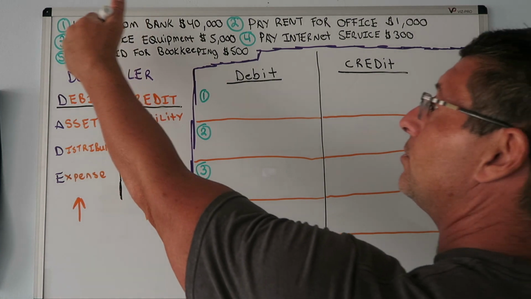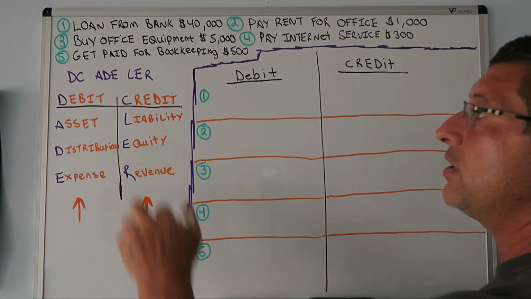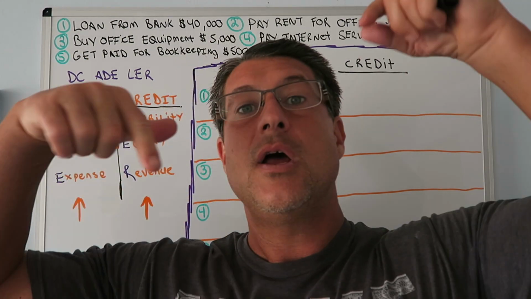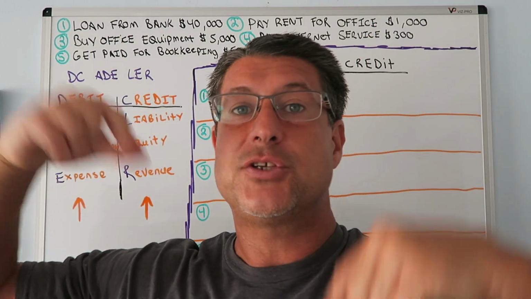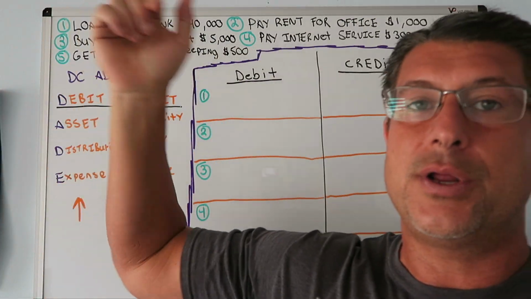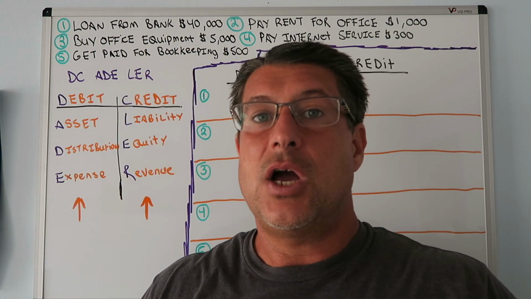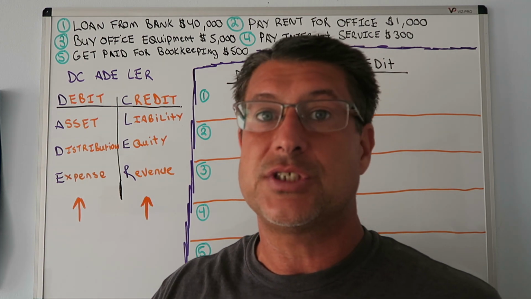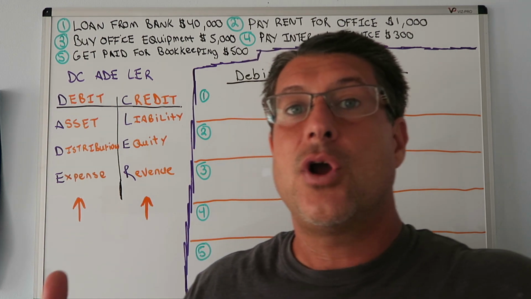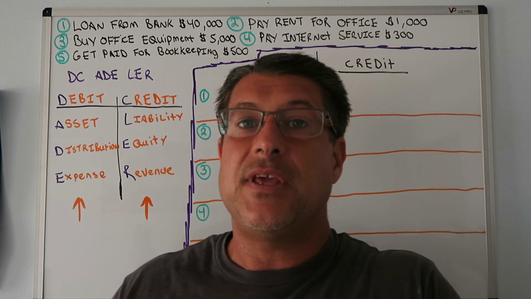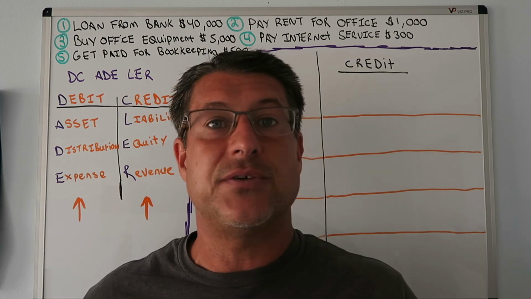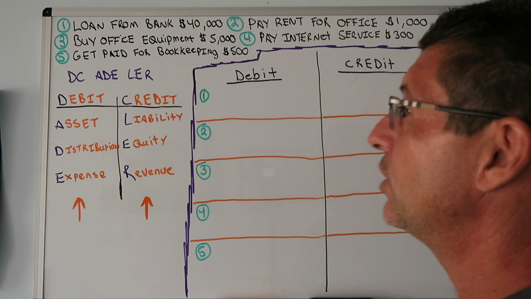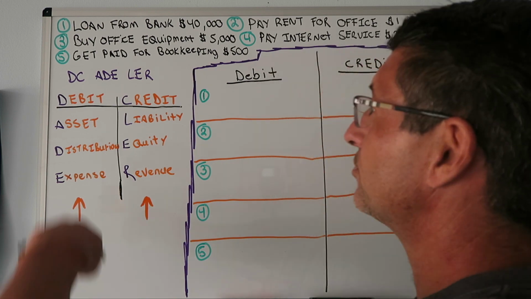You've got a loan from bank for $40,000. That's our first transaction. Also, in the description are the transactions, also on the board. You can maybe look in the description, try to do the journal entries yourself, try to figure out what happens on the income statement and the balance sheet, and then watch the video. Or watch how you do.